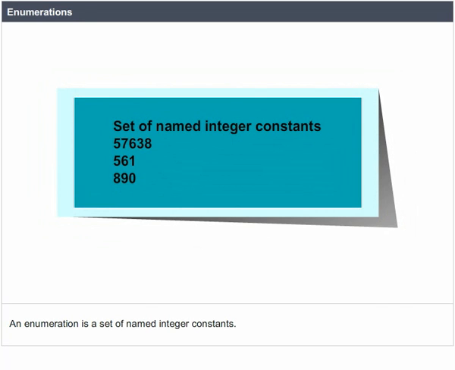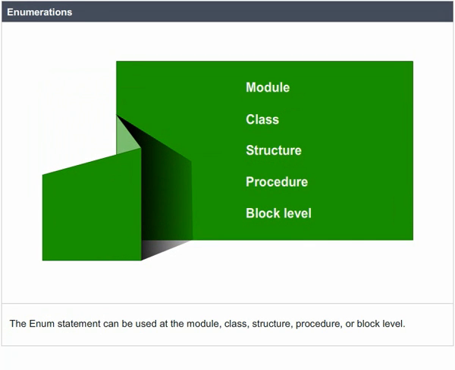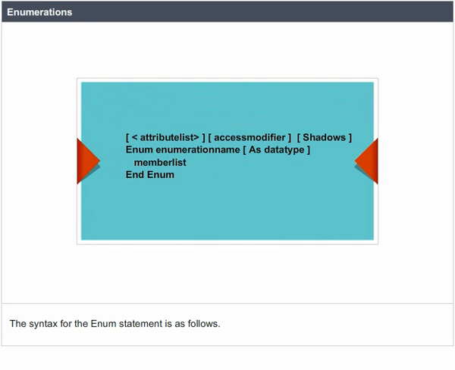Enumerations. An enumeration is a set of named integer constants. An enumerator type is declared using the Enum statement. The Enum statement declares an enumeration and defines the value of its members. The Enum statement can be used at the module, class, structure, procedure, or block level. The syntax for the Enum statement is as follows.